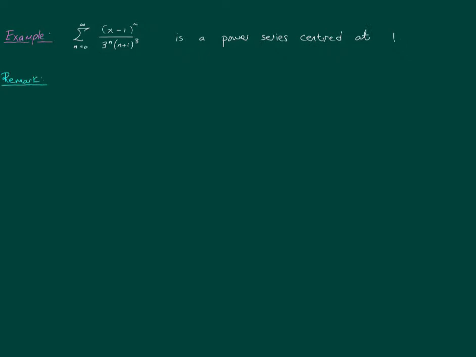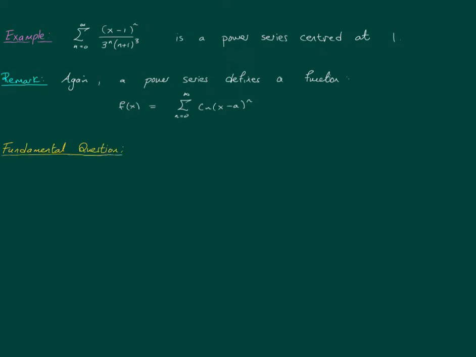Okay, so remark, again, a power series defines a function f of x equals sum n equals 0 to infinity Cn (x minus a) to the n. So you give me an x and I can plug it in, replace it in that series formula. Fundamental question again. What x can I plug in here? What x makes sense to plug into this series?